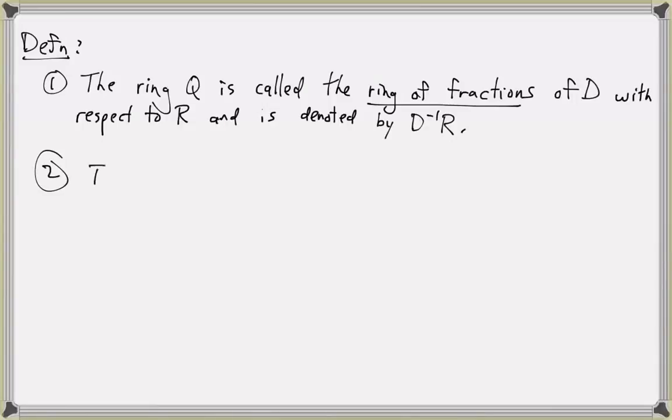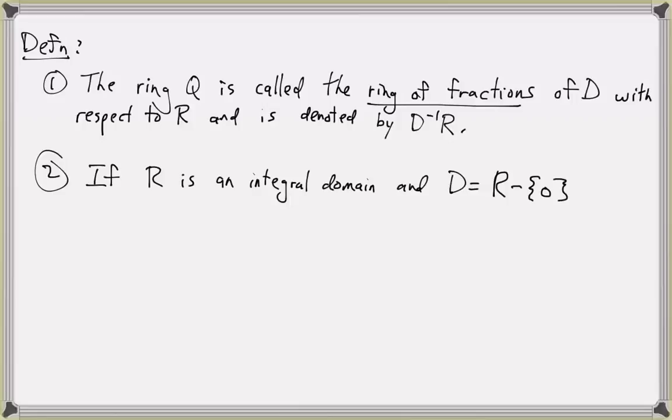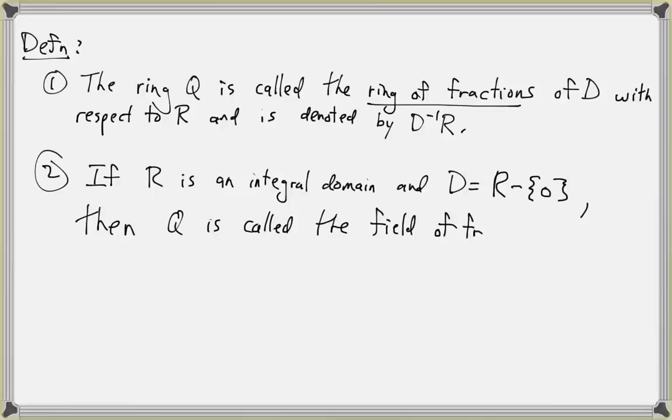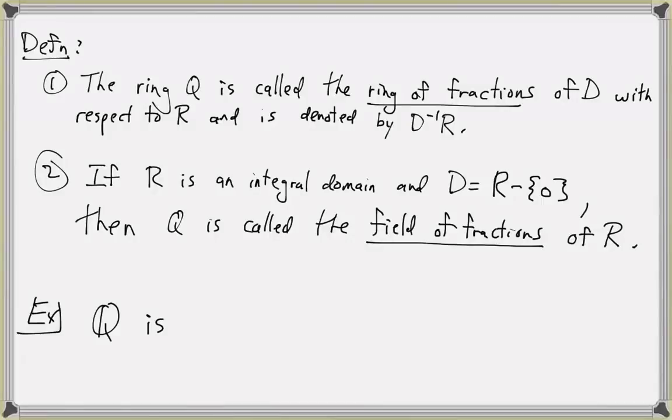Secondly, in a special case where R is an integral domain, and D equals R minus 0, we saw that Q is actually a field, and Q is called the field of fractions of R. So again, the motivating example is the fact that the ring of rational numbers is the field of fractions of the integers.